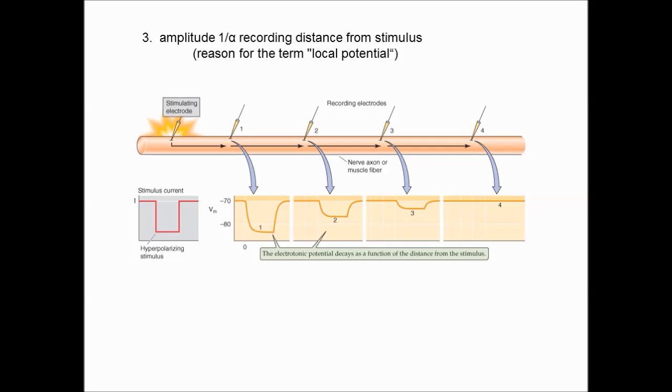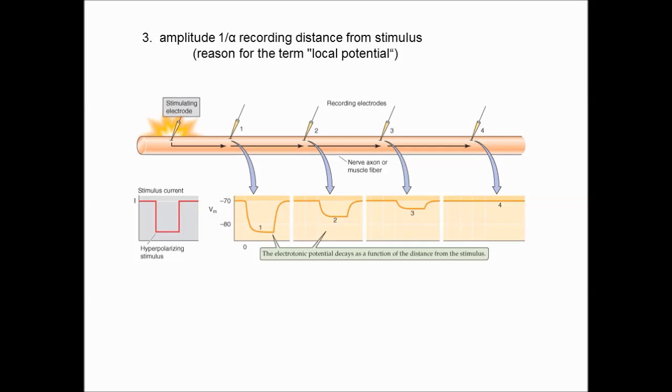The reason we call it a local potential is it's not conducted without decrement, if you will. It's only found in the locality. So this is just a very simple figure to make that point. Let's have a little stimulating electrode here, and then these are all recording electrodes, recording the event down the nerve or axon, if you will.